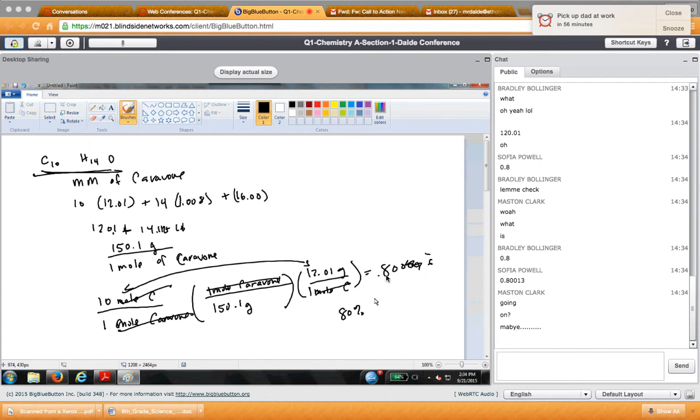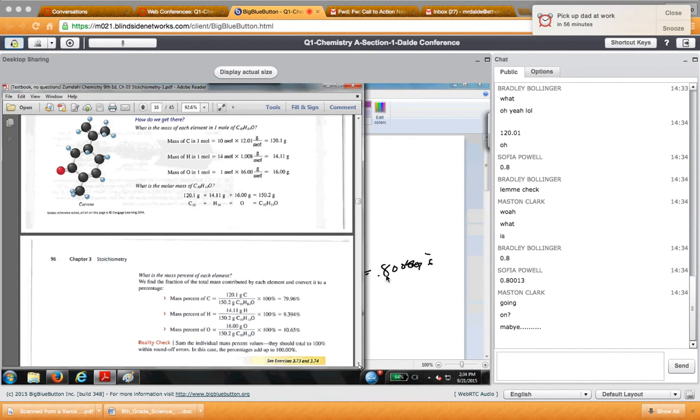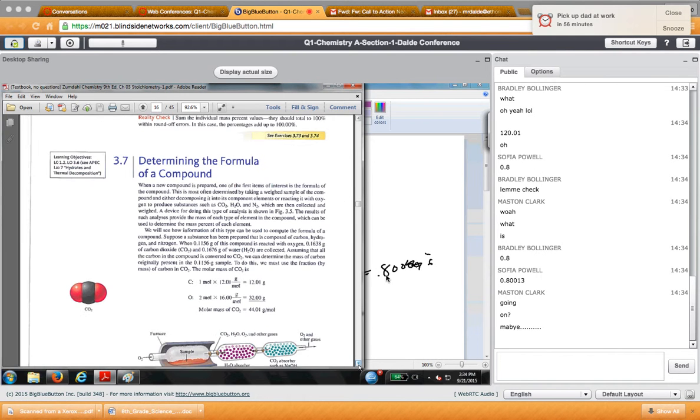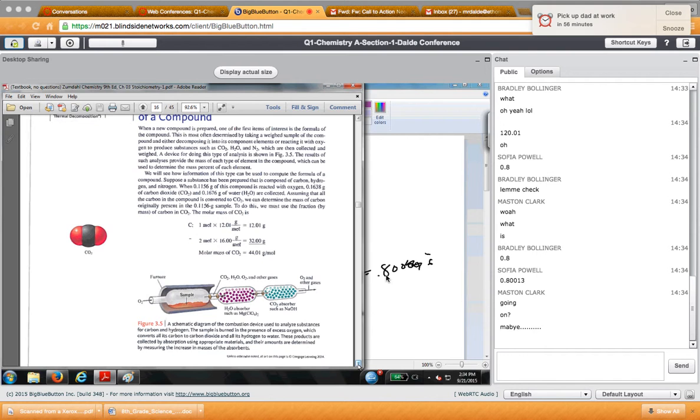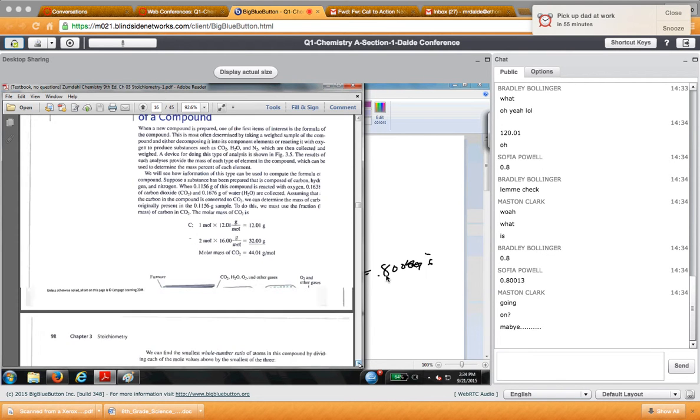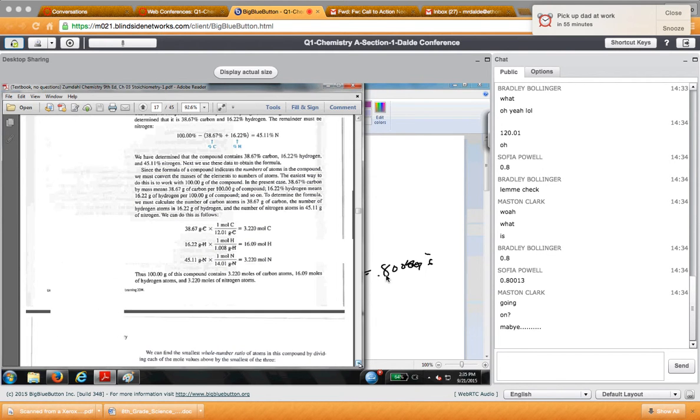All right. Anyway, that's percent composition. Let's see if we can move on, because that wasn't so bad, right? All right, let's try another one of their examples. And I think this example is just doing the same thing backwards.